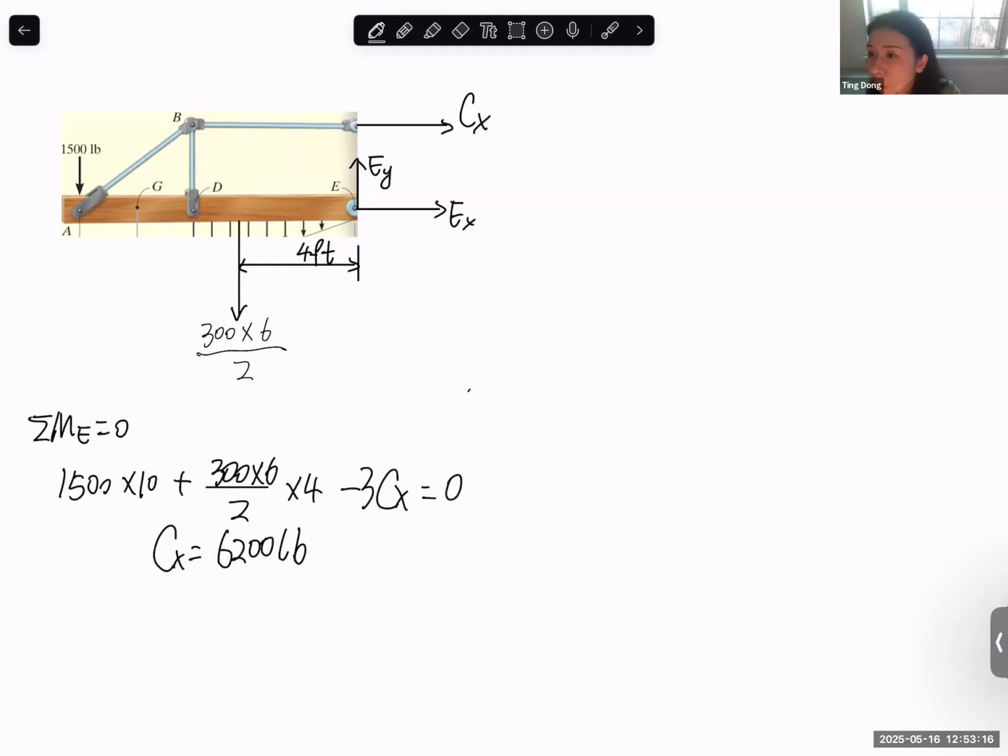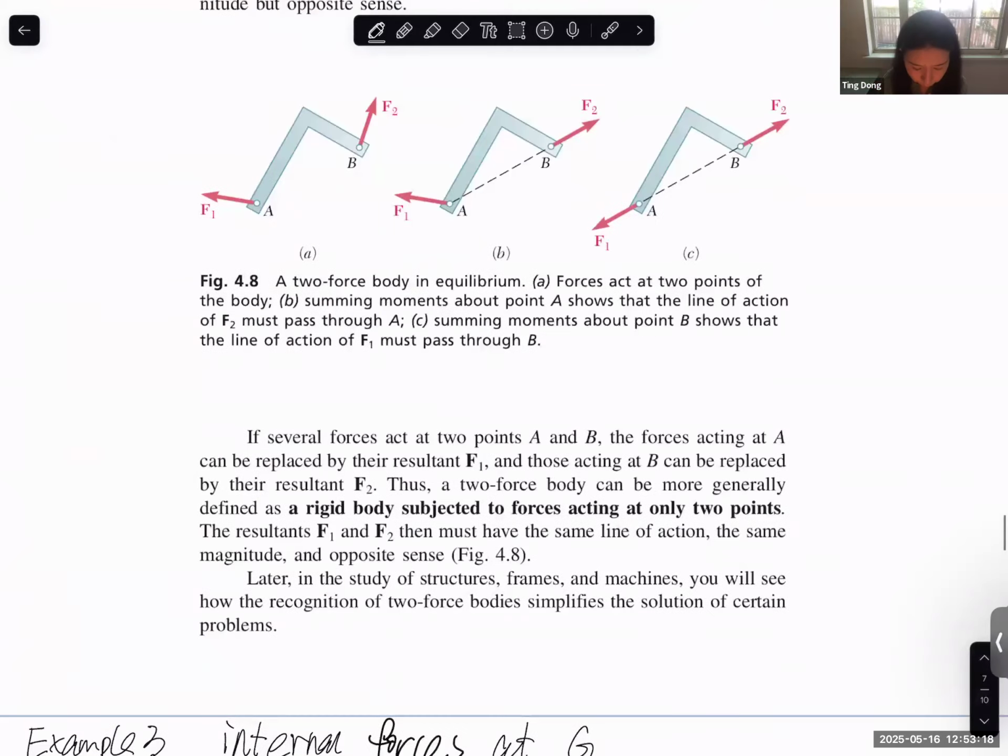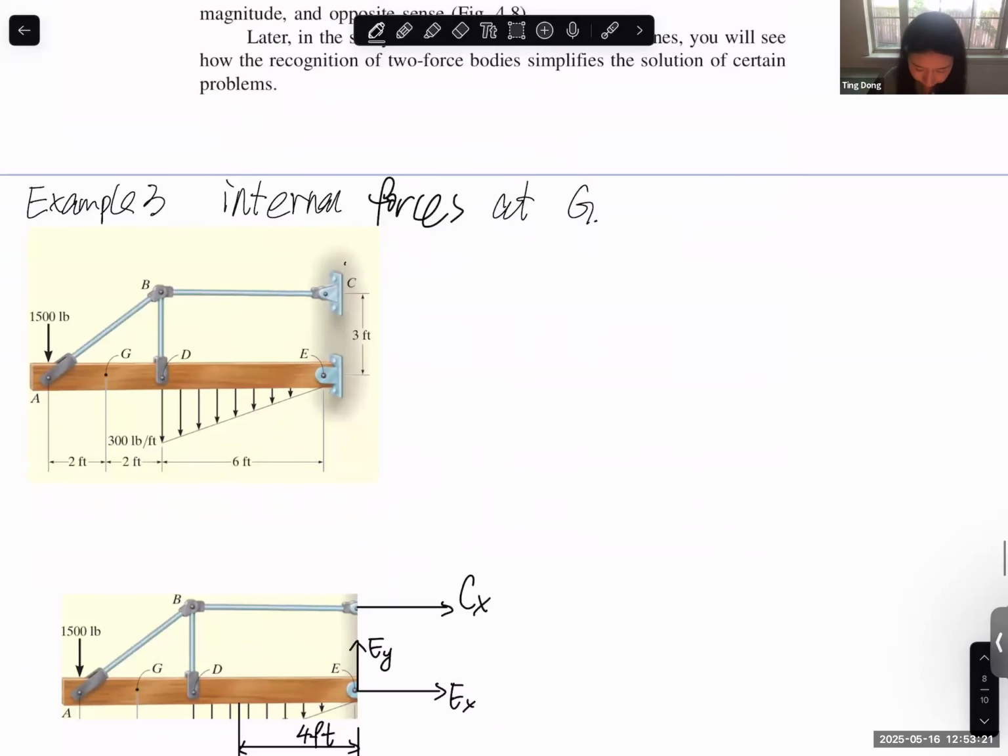So we know that our first assumption of the direction of Cx is correct. Why no Cy force? Again, CB is a 2 force member. It cannot support any force that's not in the x direction. Otherwise, it will rotate.